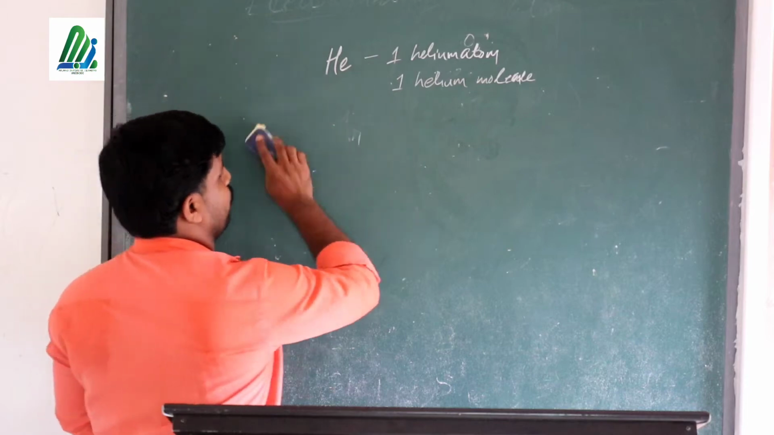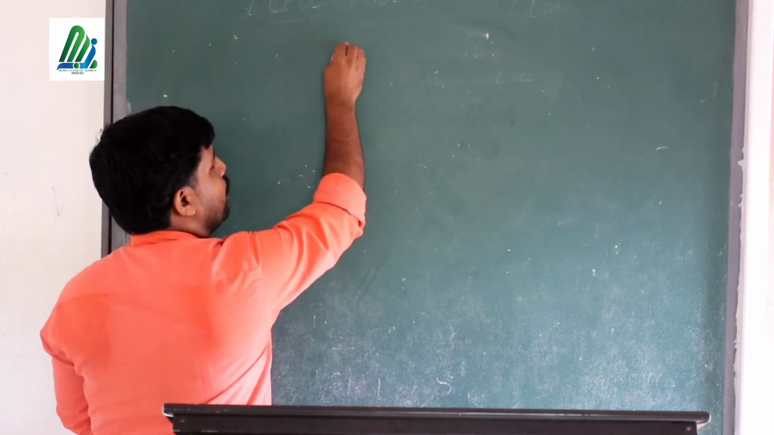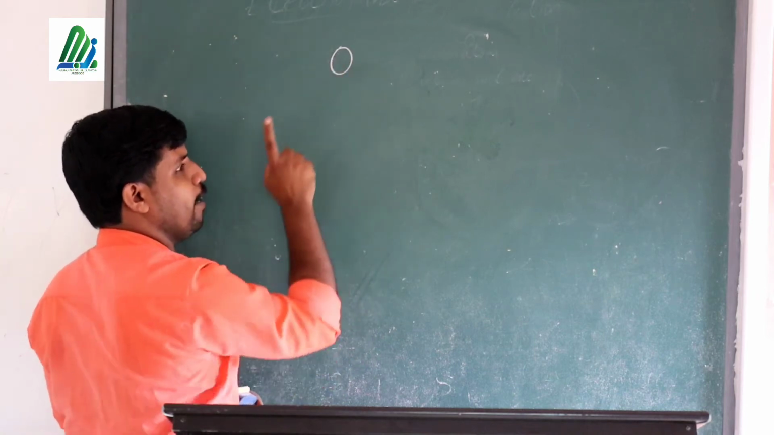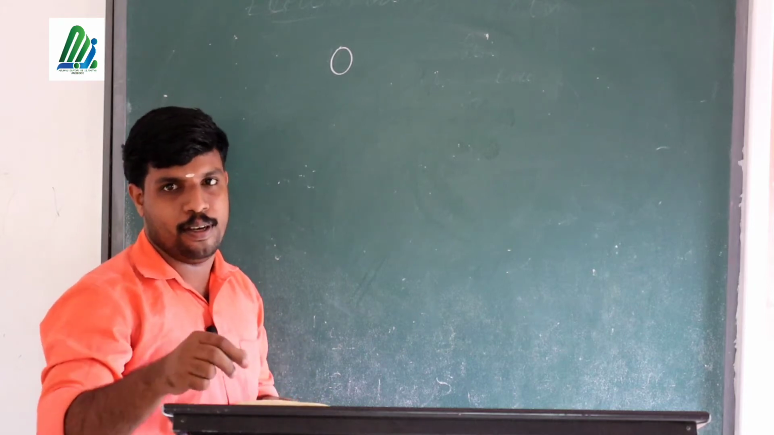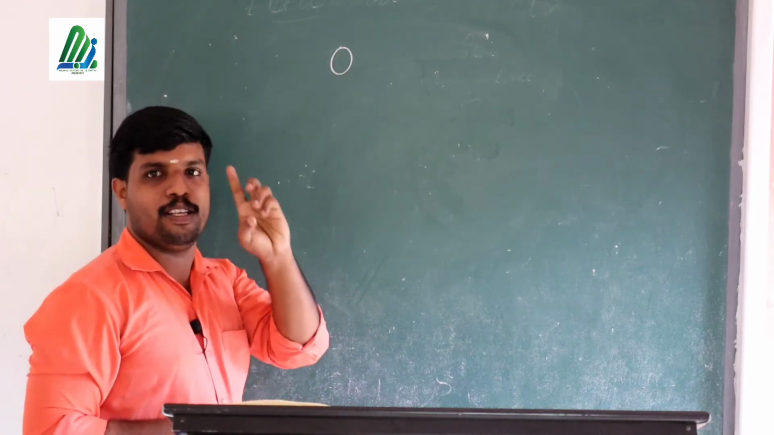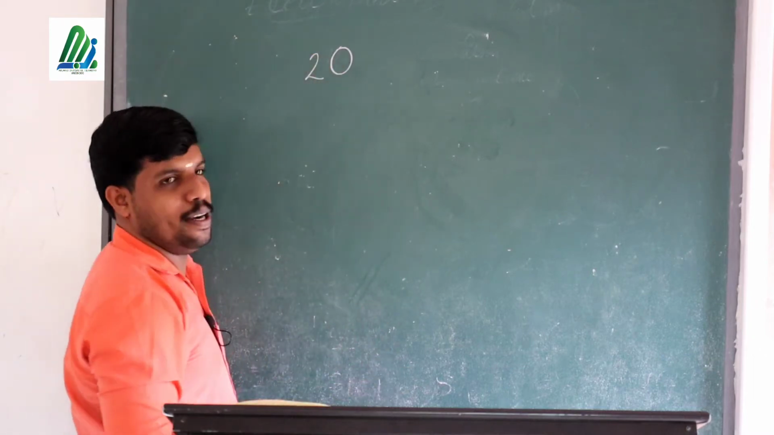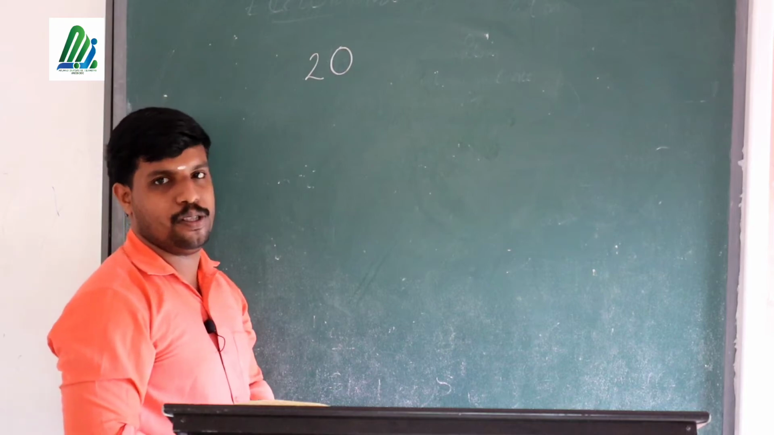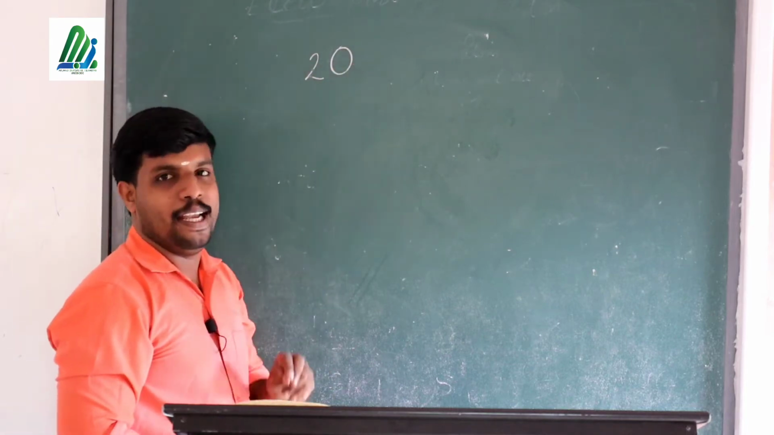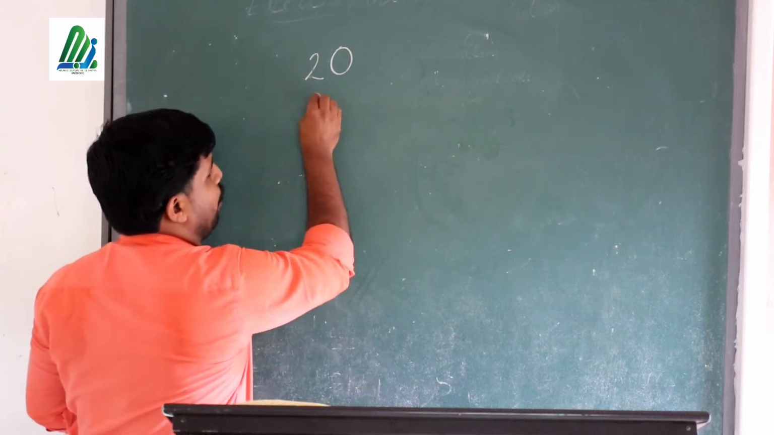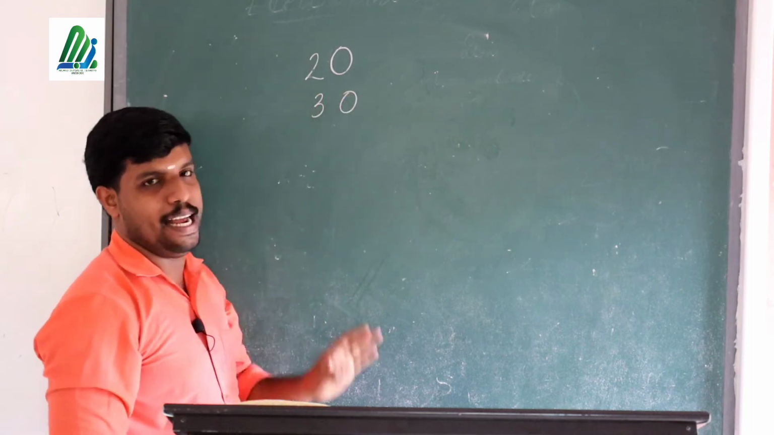Then the difference is what we are going to discuss: oxygen, nitrogen, hydrogen, etc. If you write O, it is a single oxygen atom. If you write 2O, what does it imply? It is two oxygen atoms. It is important: if you write 2O, it is not twenty. 2O is two oxygen atoms. If you write 3O, it is three oxygen atoms.